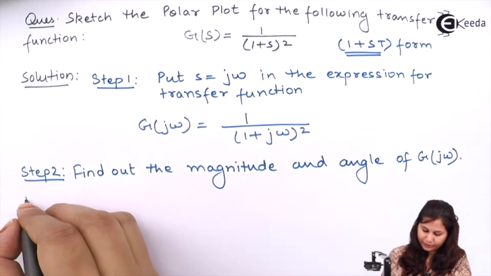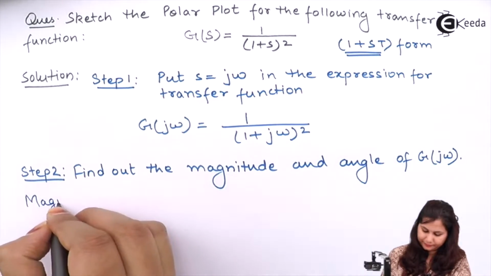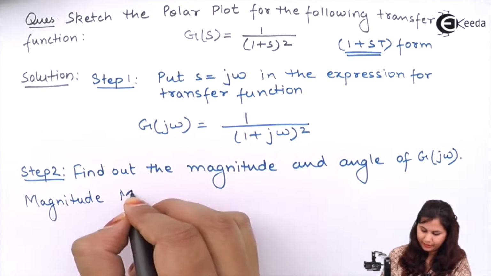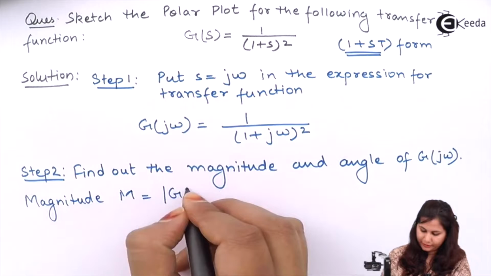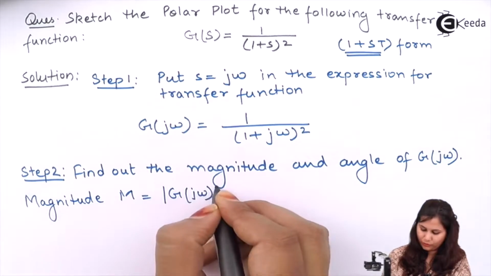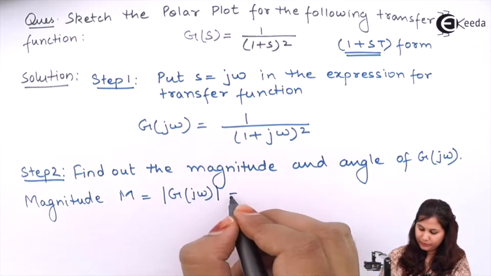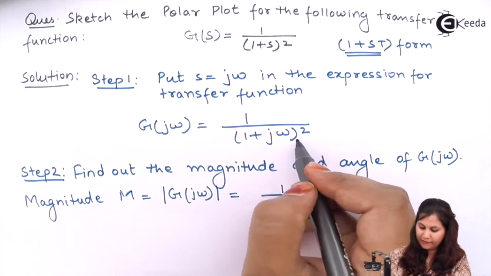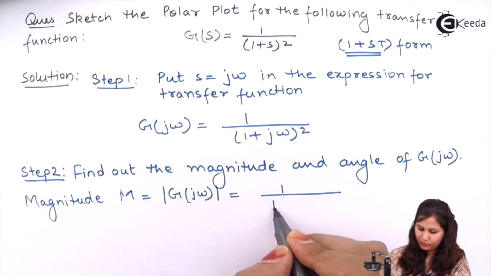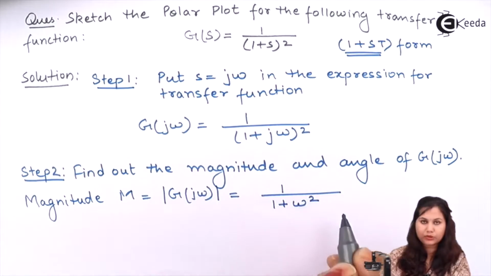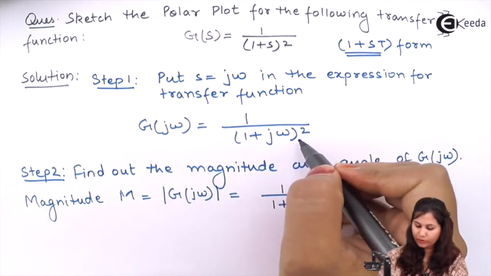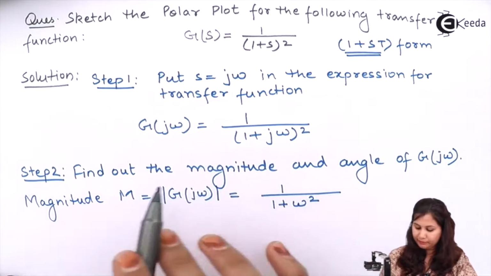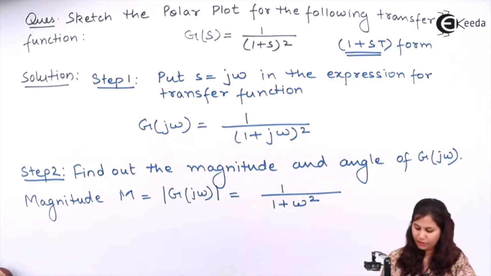So the magnitude is given by M, and it is the magnitude of G(j omega), and it will be 1 upon 1 plus omega square, because here we are having whole square. If the whole square was not there, we would have put an under root here. So this is the magnitude of G(j omega).